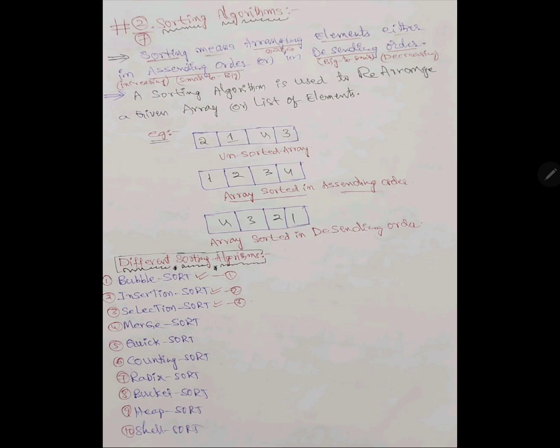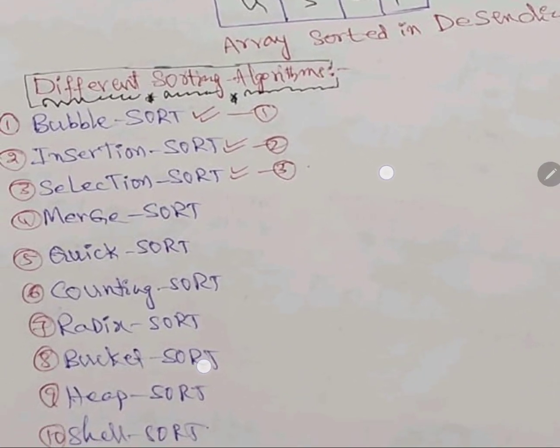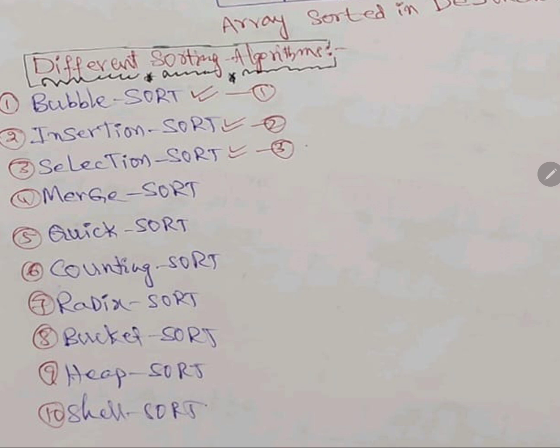Very small examples. Now, we have different types of sorting techniques. Sorting algorithms or sorting programs are bubble sort, insertion sort, selection sort, merge sort, quick sort, counting sort, radix sort, bucket sort, heap sort, shell sort, and many other sorting techniques also. If you search in Google, you can find many more, but in our syllabus we have only these three. Bubble sort algorithm is already over, selection sort is over. Now we are going to cover insertion sort.